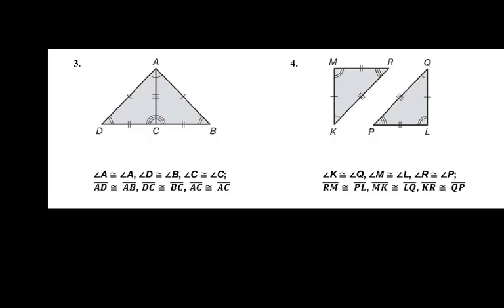For number 3, you can see that they share an angle, so they're going to be congruent to each other. Then you have D is congruent to B. And then C is kind of the same situation. They share an angle, so they are congruent, obviously. Then you show AD is congruent to AB. DC is congruent to BC. And then AC is equal to AC.